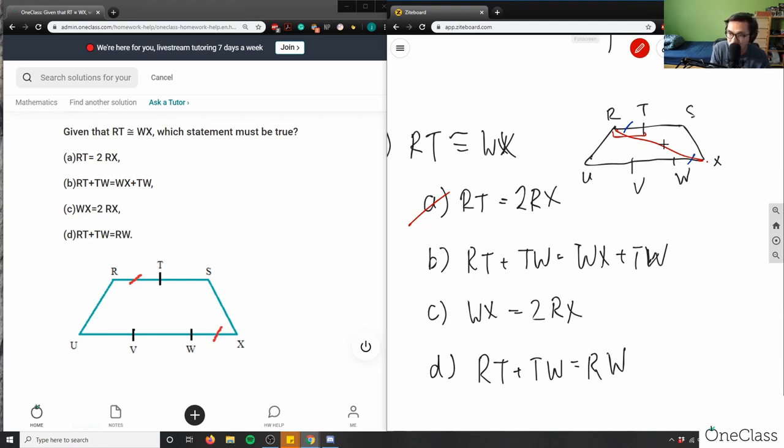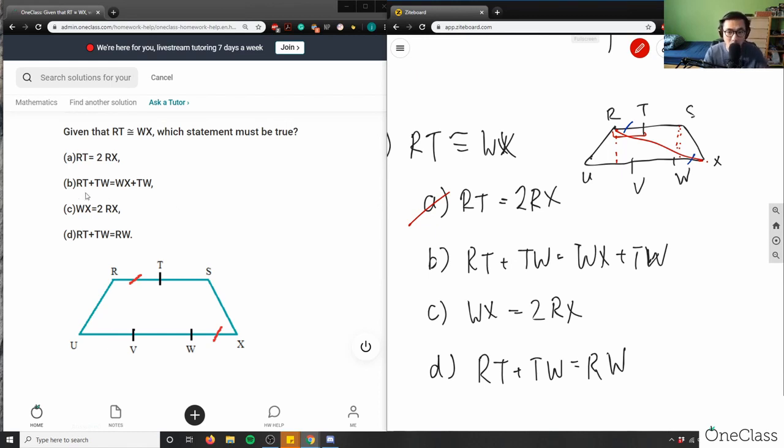And even if it was halfway, because it's a trapezoid, remember there are 2 triangles here. I would have to take the length of the rectangle in the middle and justify between this distance and this distance. So these 2 are not equal to 2RX.